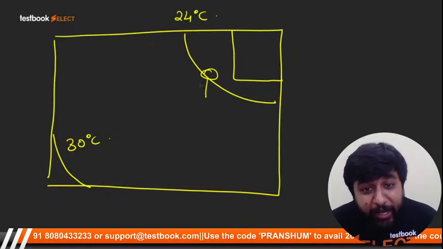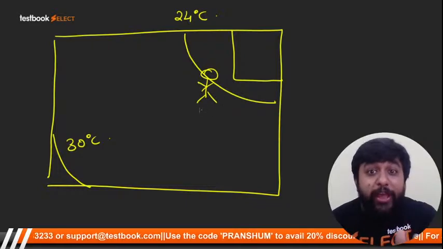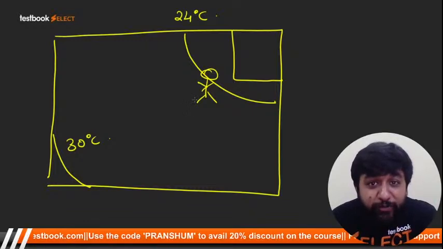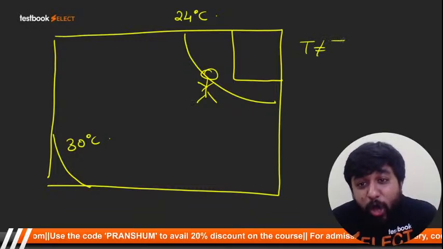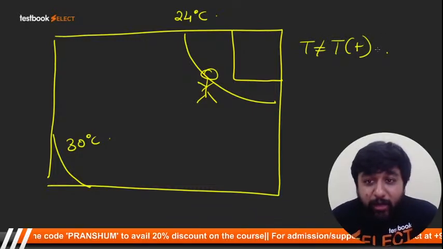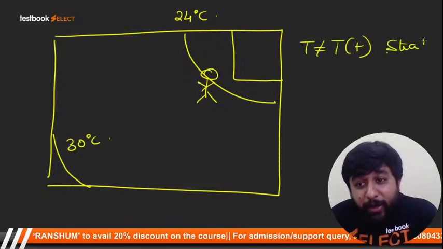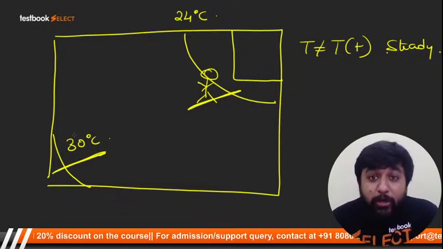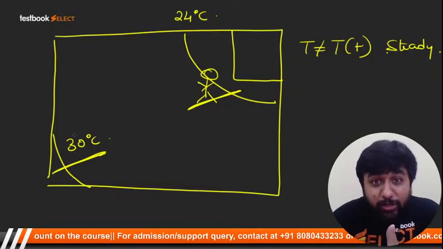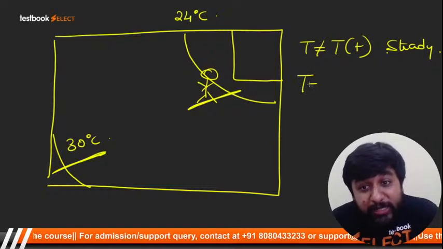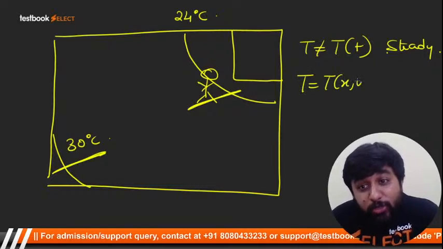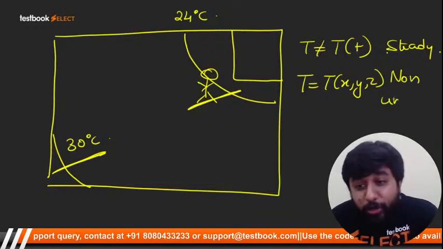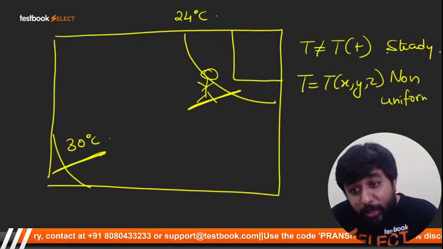So when I am standing here, the temperature is always 24 degrees Celsius. So temperature is not changing with time. Temperature is not a function of time. So steady state. But if you compare this point and this point, the two points have different temperature. So temperature is a function of position. So this will become non-uniform condition. This will become non-uniform state.